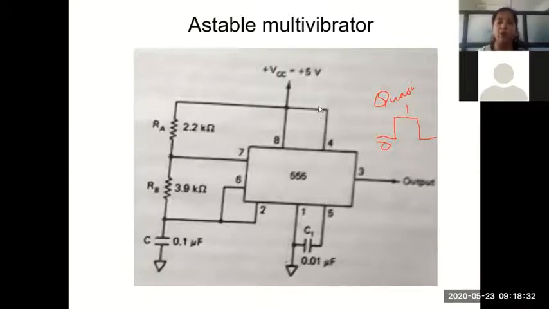But if I don't want to do a reset, pin 4 should be connected to VCC. Okay. So pin 4 is connected to VCC whenever you don't want a reset. 8 is the power supply pin. It should surely be connected to VCC. Then pin 1 is grounded. Pin 5 is known as the control voltage pin.